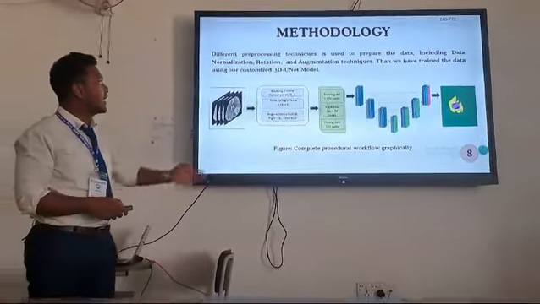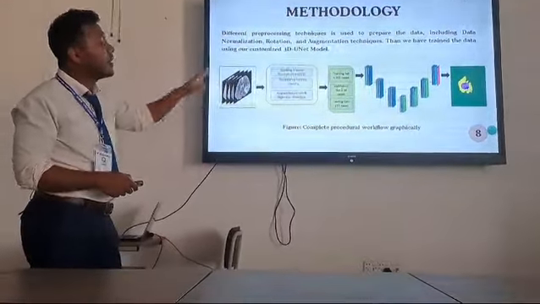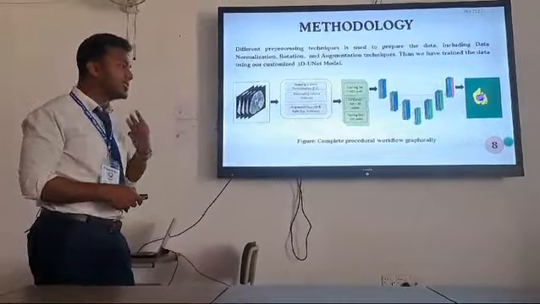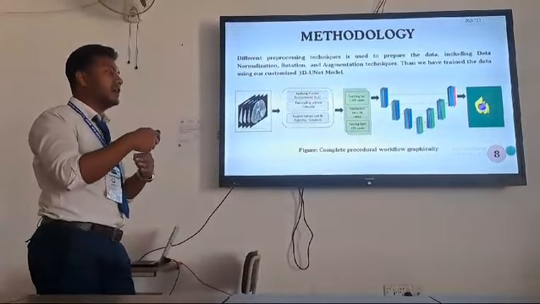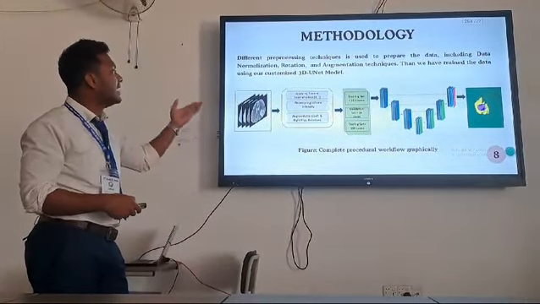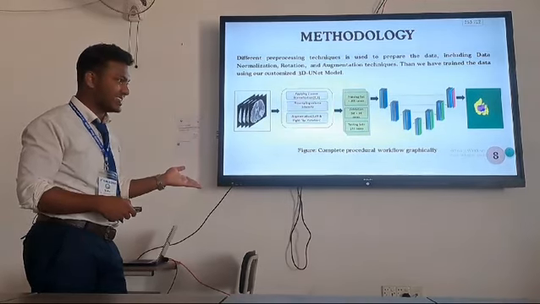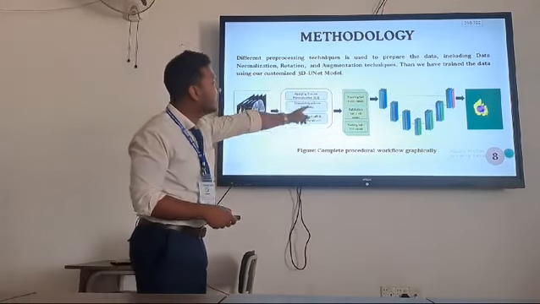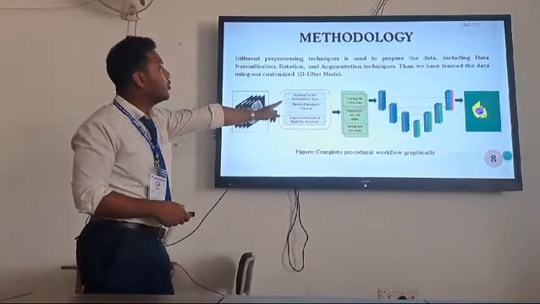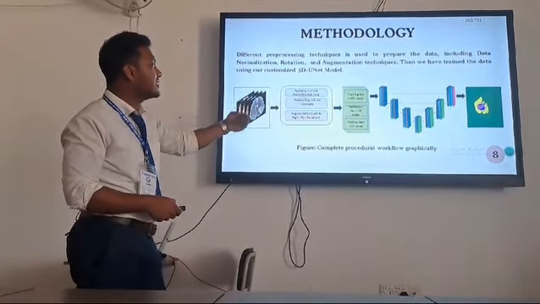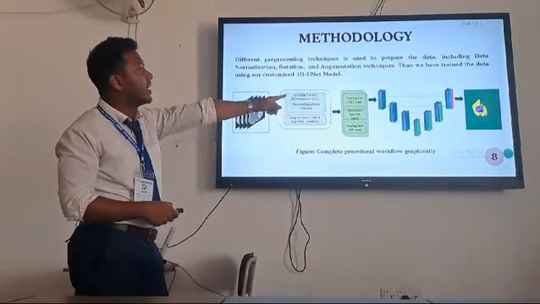Then this is the training set. We divided the data into three sets: a training set, a validation set, and a testing set. And this is our customized 3D U-Net model, and we are going to talk more about this in the next slide. And this is the final output you can see.